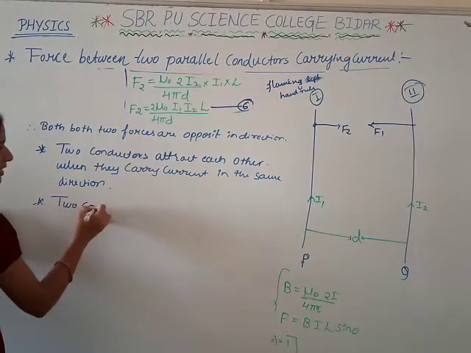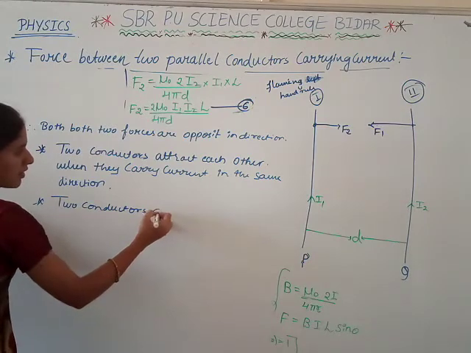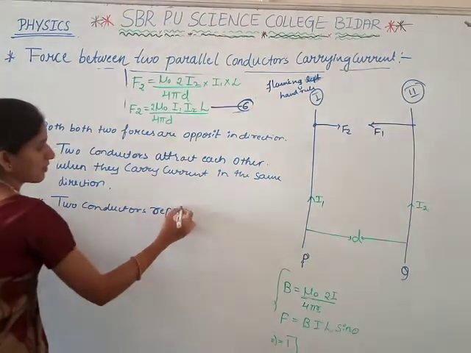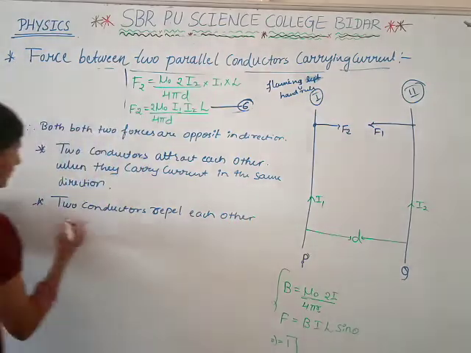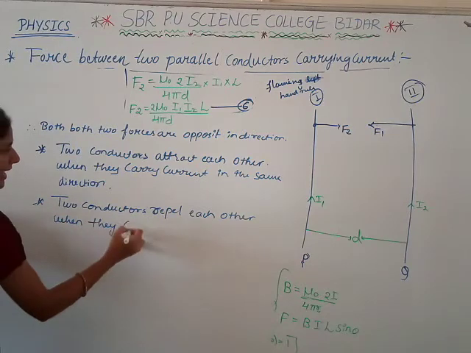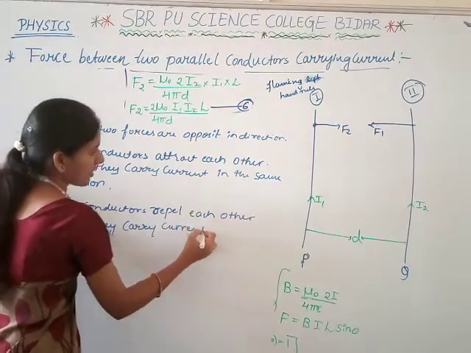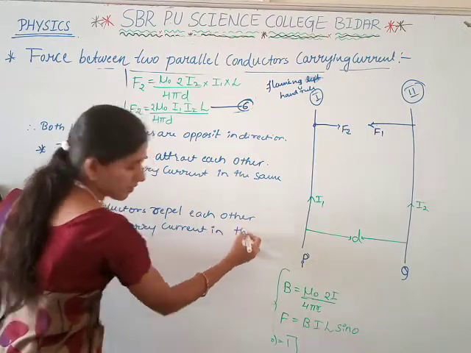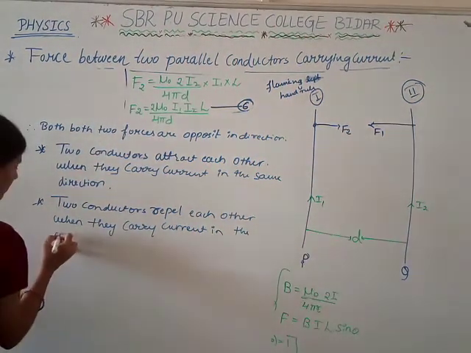Two conductors repel each other when they carry current in the opposite direction.